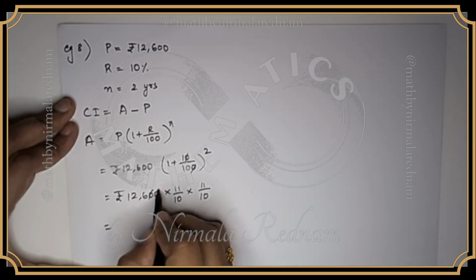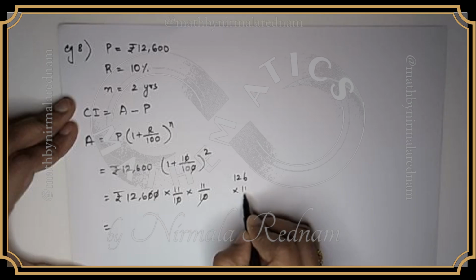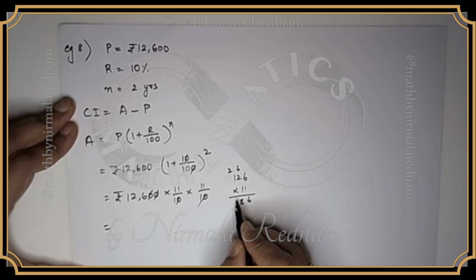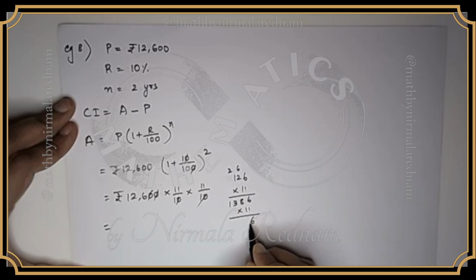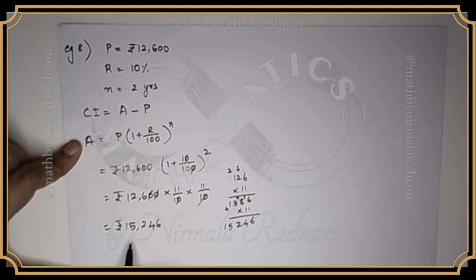Okay, and I can cancel the zeros, and 126 into 11 is going to give me 13... again 11, 66, 88 plus 6 is 94, 33 plus 9 is 42. So I have 15,246. This is my amount after 2 years.